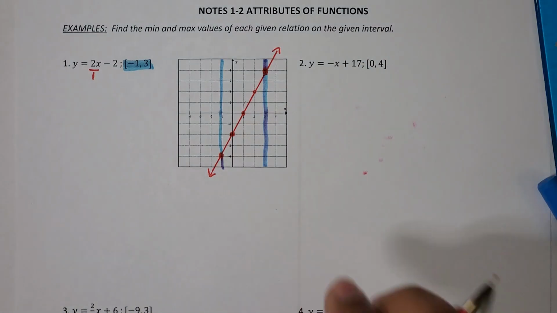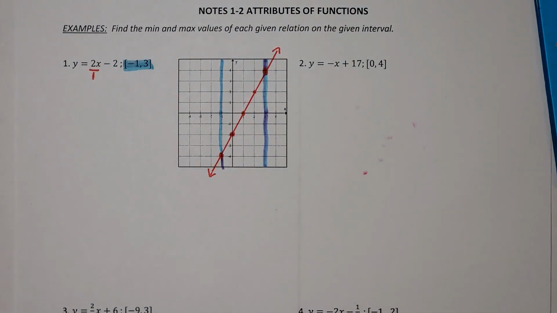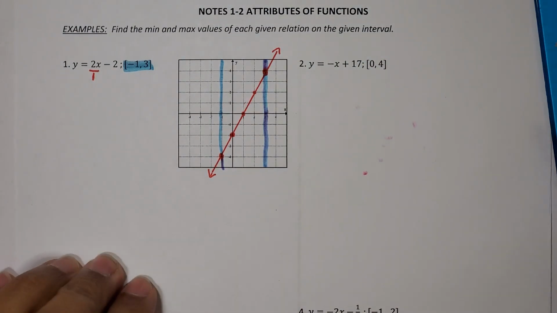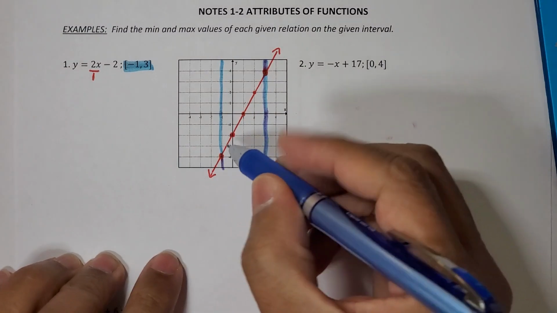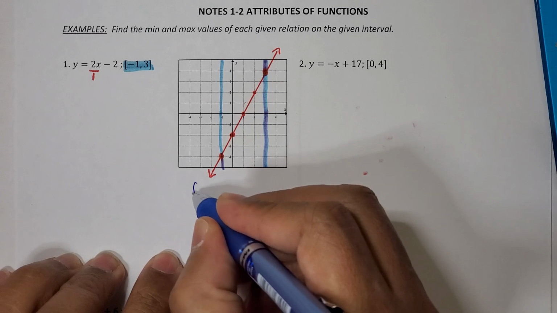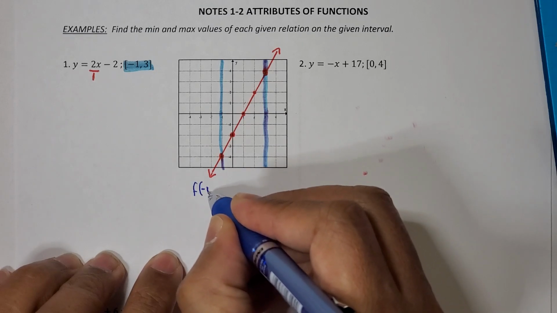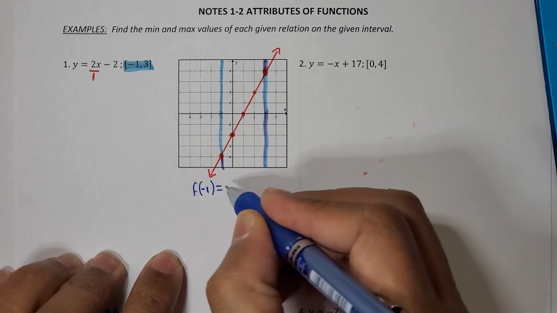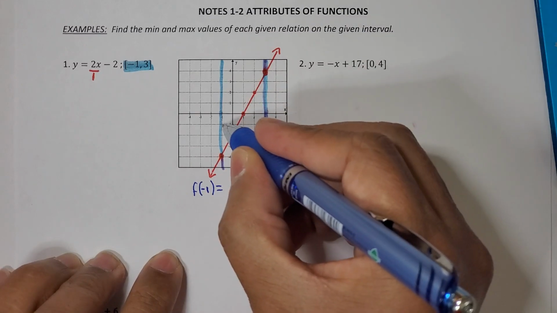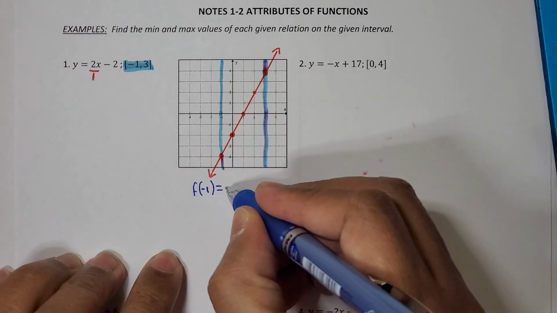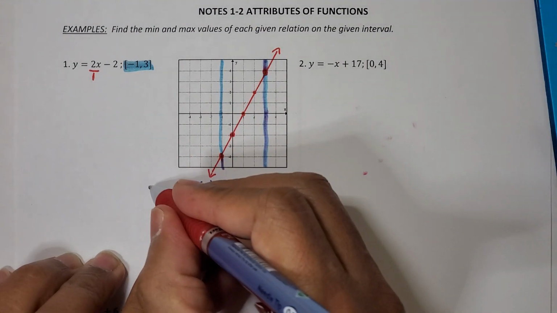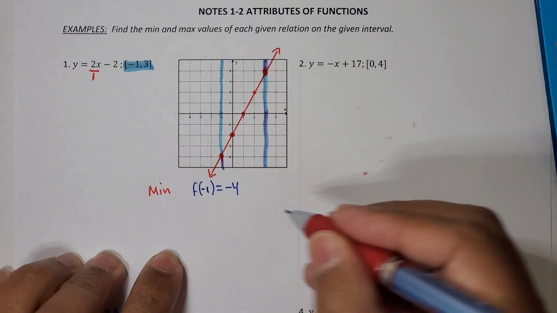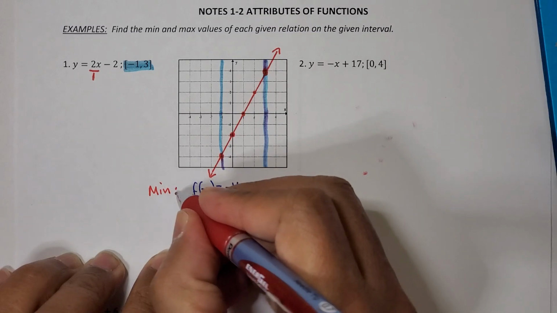Now, to use the graph to help you determine the maximum and minimum, all I have to do is this: when x is -1, so I'm going to use function notation here, f of -1, this means when x is equal to -1, y is equal to -1, 2, 3, and 4. So -4. So this one here is going to be my minimum value on that interval. Okay, so this is my min.